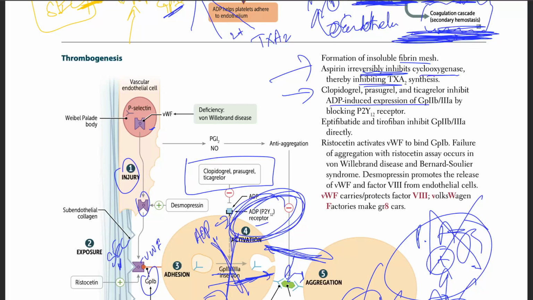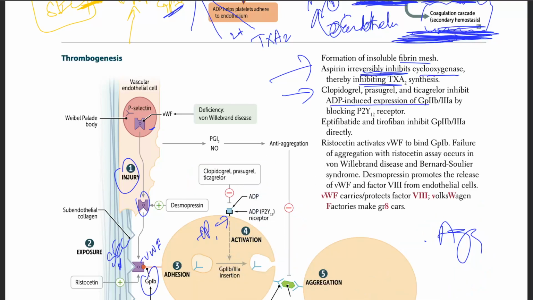Okay. And now the third type of drugs, we have eptifibatide and tirofiban. They inhibit the GP2B3As directly. So here's the eptifibatide and tirofiban and abciximab. They are inhibiting directly. Let's say even if they have it on the platelet surface, they can inhibit it. So no fibrinogen can act on it, and there's going to be no platelet aggregation.